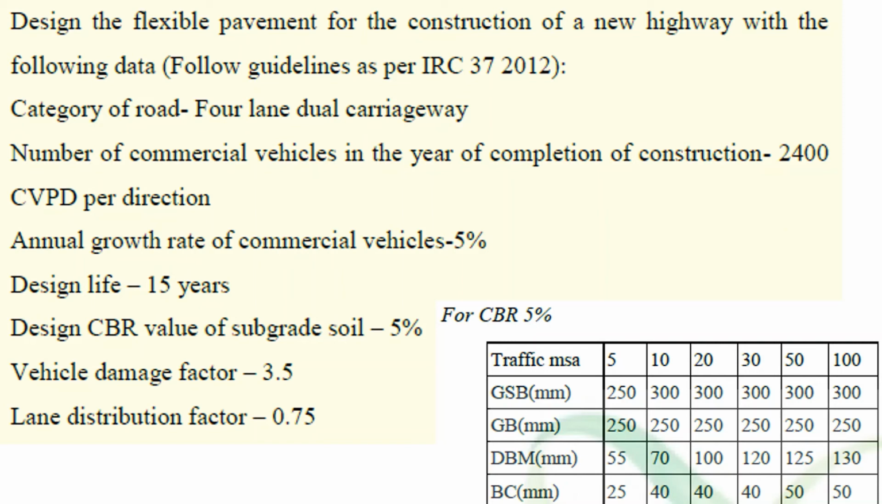Then the annual growth rate is given as 5%. Design life is given as 15 years. Then the CBR value is 5%. Vehicle damage factor is given and lane distribution factor is given. In the previous problem we computed the CBR value at different penetrations and then decided the thickness, but here they have asked us to follow IRC 37 2012, the modified CBR method. That is, we need to find the cumulative number of axles on that road.